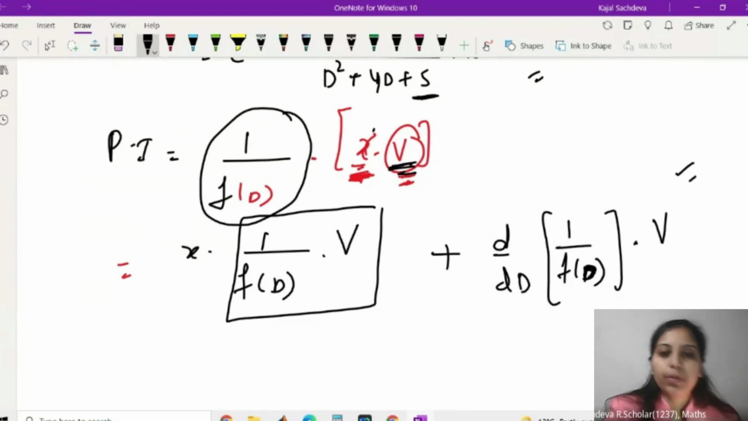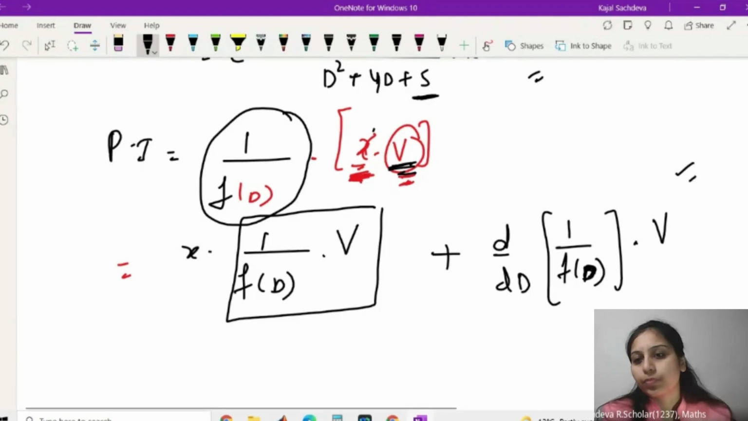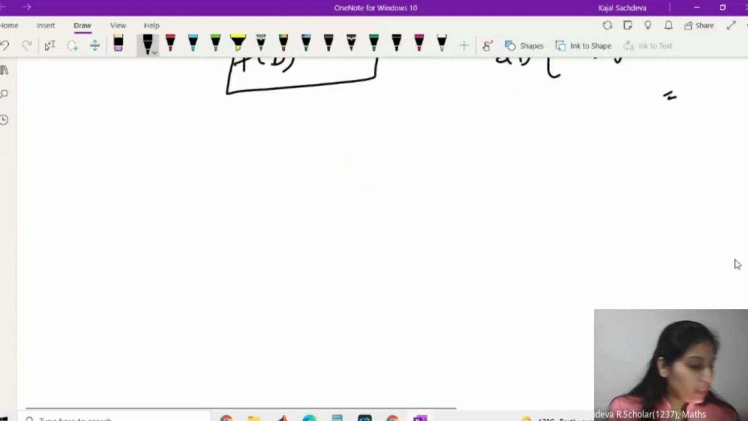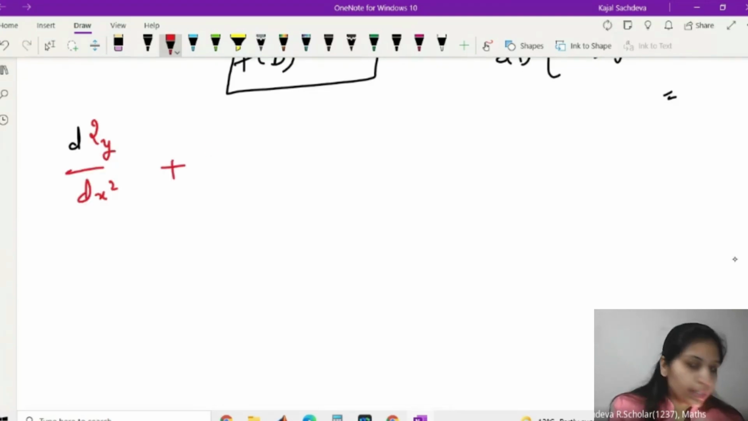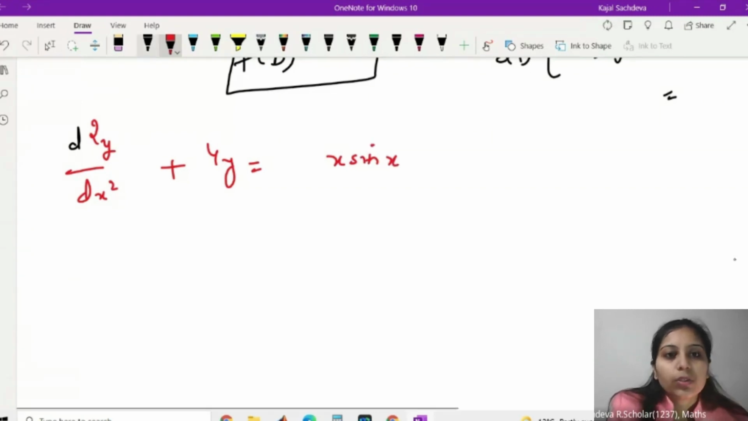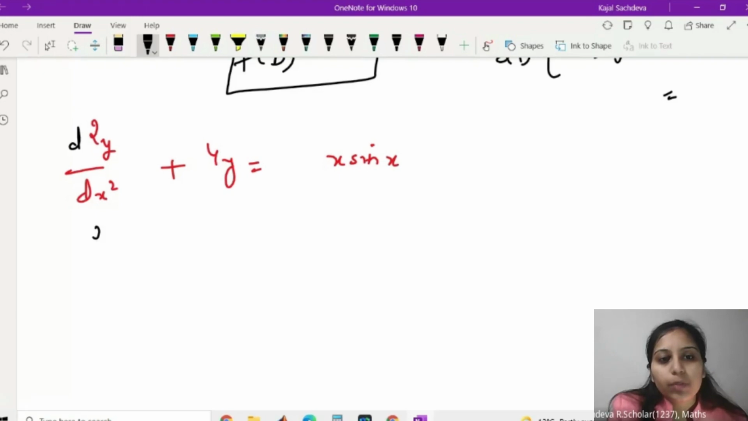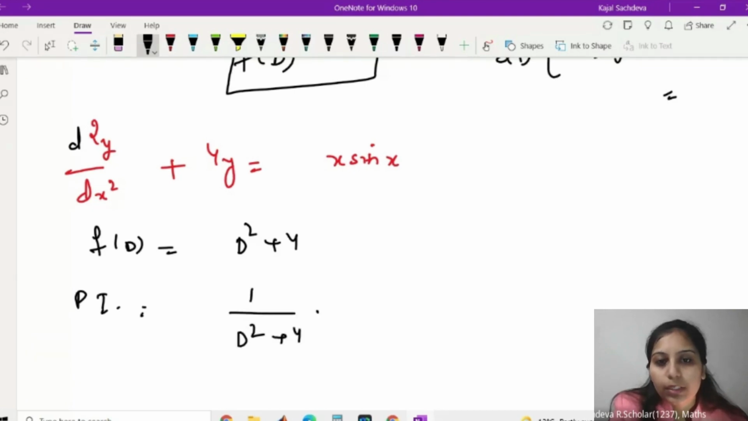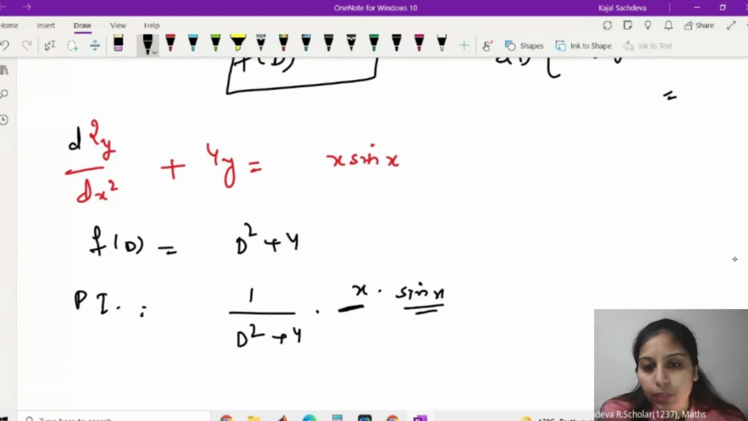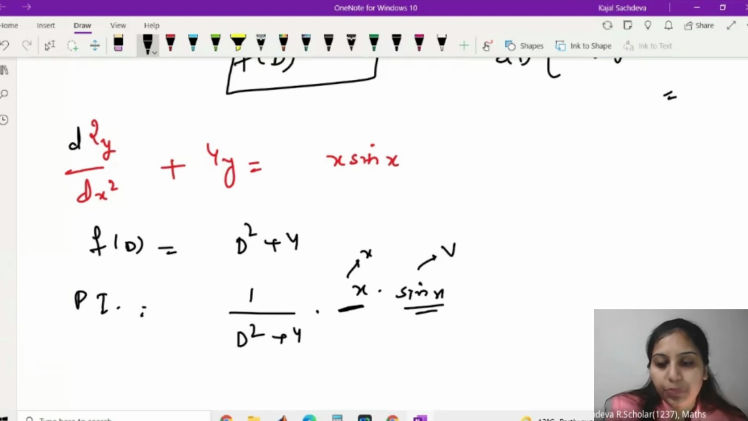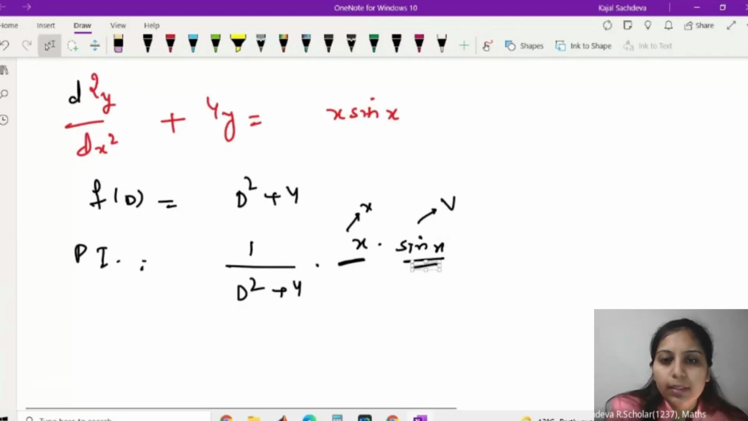So let's take an example of this type of question also. We have a question d²y/dx² + 4y = x sin x. Here we first write it in symbolic form. f(D) = D² + 4. Now the particular integral can be written as 1/f(D) into x sin x. So this is x into some function of x, V. This is x and this is V.